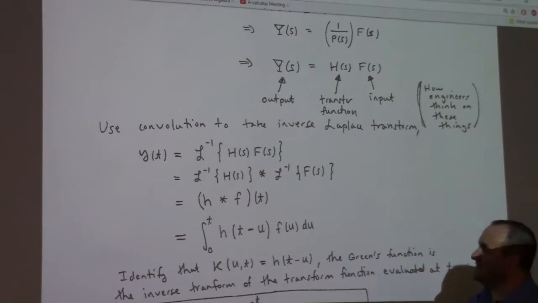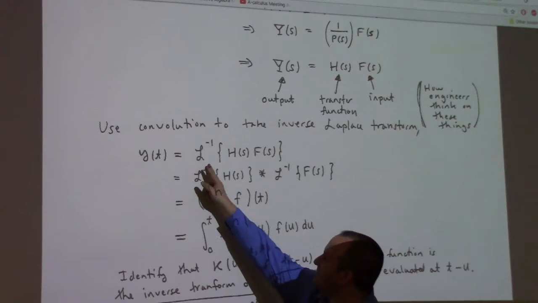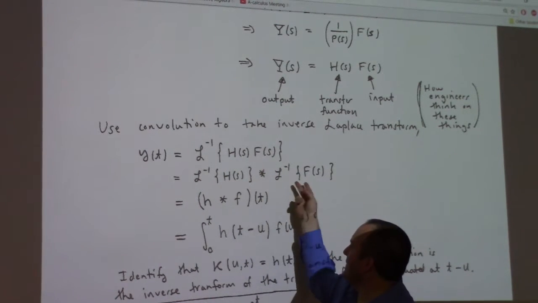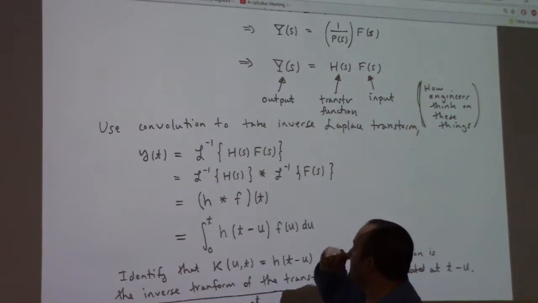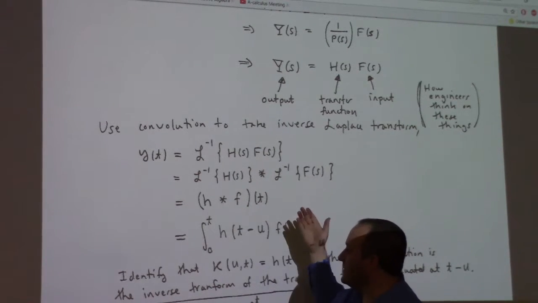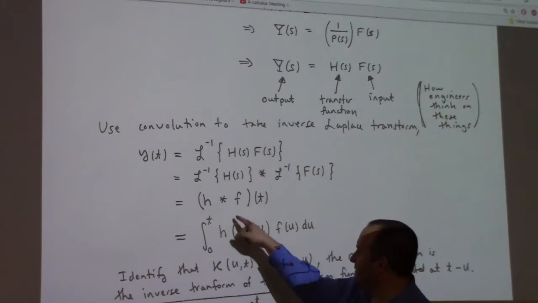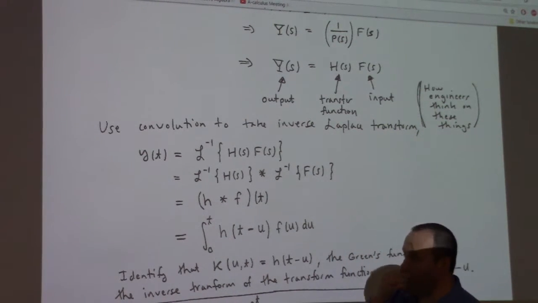The actual formula: y of t is the inverse Laplace transform of the transfer function times the Laplace transform of the force, which is given by the convolution of the transfer function's inverse transform and the inverse Laplace transform of the force's transform. But the inverse Laplace transform of the Laplace transform of the force is just the force again. And this, as we just derived, is by definition the integral from 0 to t of h of t minus u, f of u du.